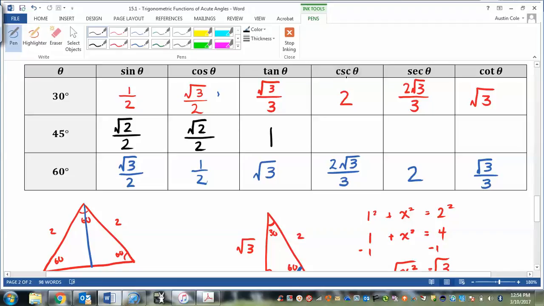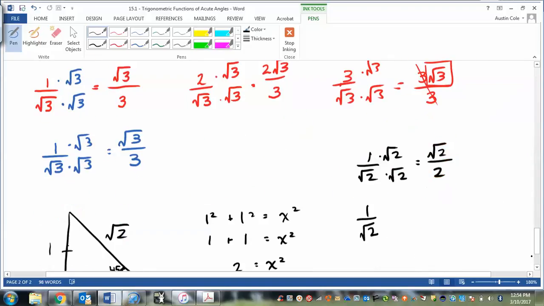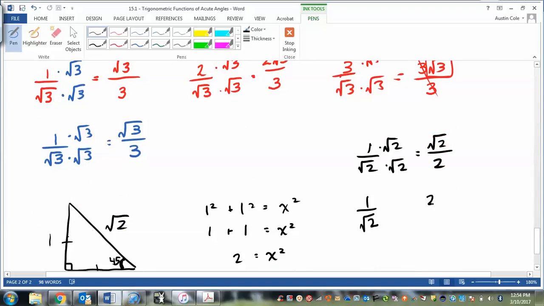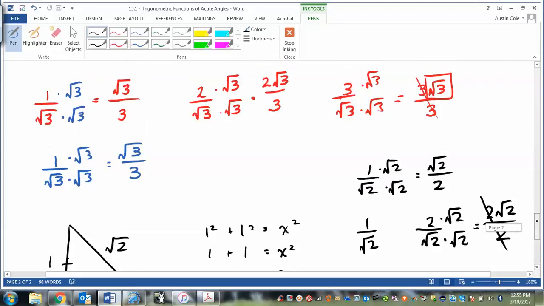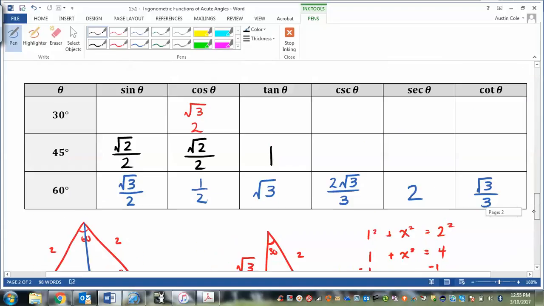Cosecant is the reciprocal of what? Sine. So we need to reciprocate square root of 2 over 2. So it's going to be 2 over the square root of 2. Multiply by the square root of 2 on the top and the bottom. So in the numerator I get 2 square root of 2. And in the denominator I get 2. So what happens? 2's cancel out, and I get the square root of 2.